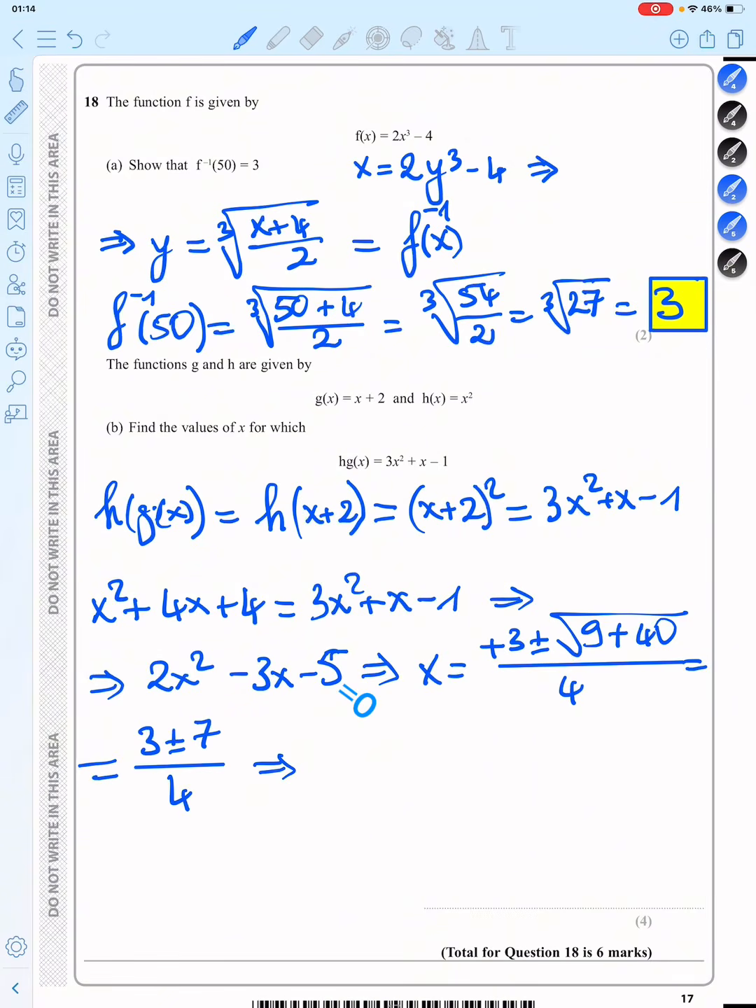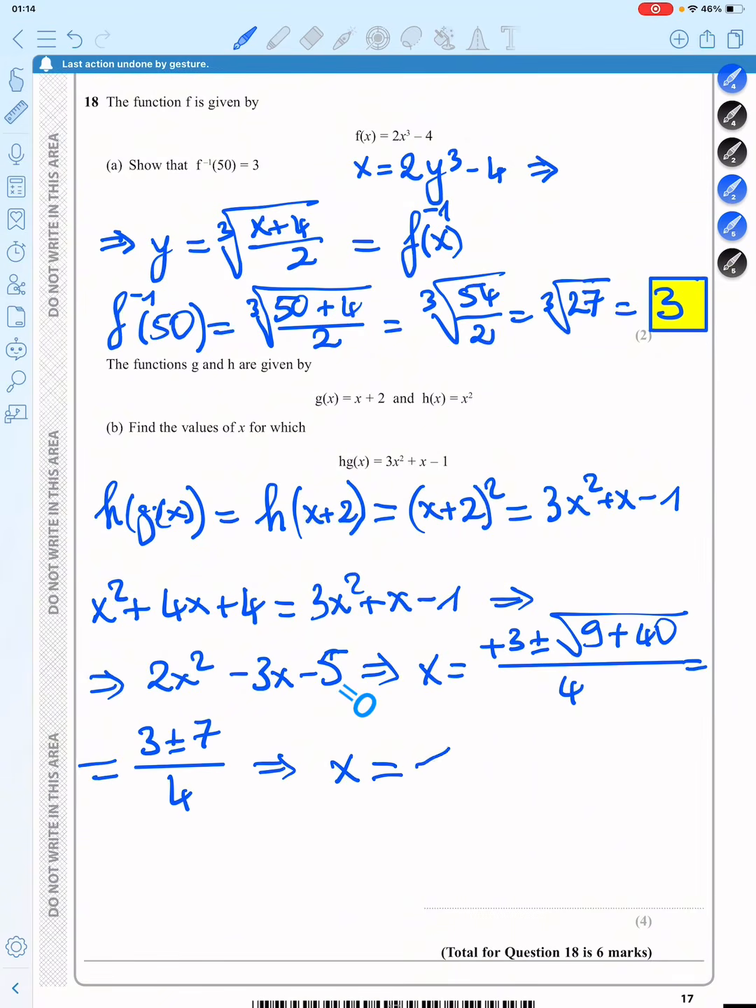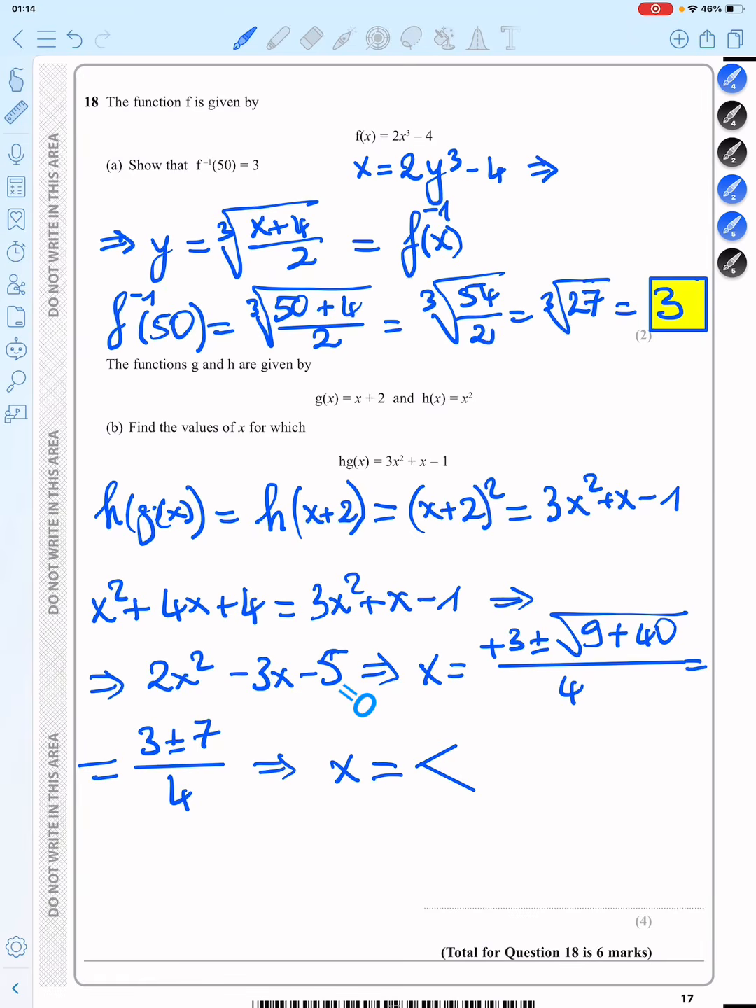4. And that implies that x has two values, so x is equal to 3 plus 7 over 4, which is 10 over 4, and therefore 5 over 2. And then 3 minus 7, which is minus 4 over 4, which is minus 1. So the values of x, x1 is 5 over 2, and x2 is minus 1. And those two are our final answer.